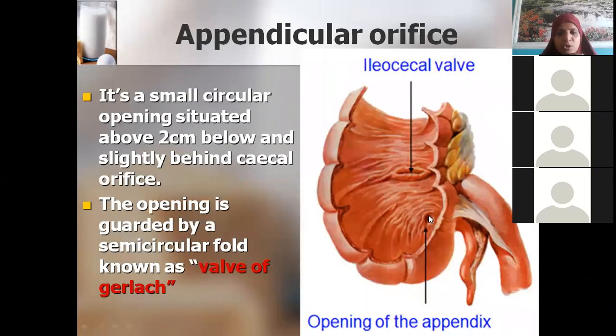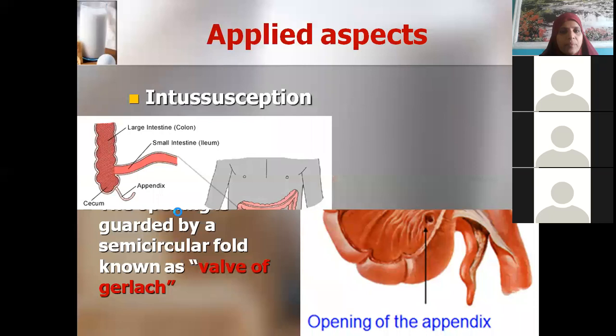It is also showing one more opening. What is the name of this opening? We have the appendicular orifice. It is situated 2 centimeters below and slightly behind the cecal orifice. It is guarded by a valve. Everywhere we have valves. Here we have ileocecal. The appendicular opening is also guarded by a valve. You call it the appendicular valve to be more simple, or you can also remember it as the valve of Gerlach.